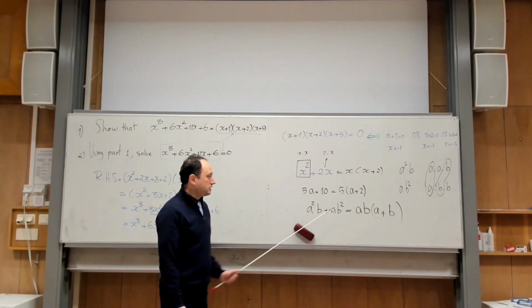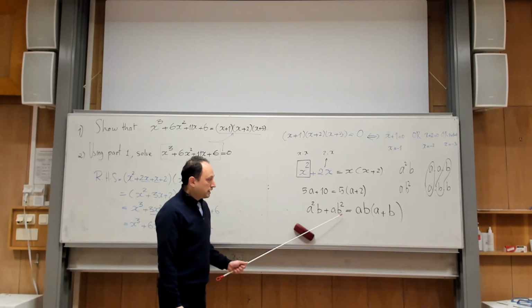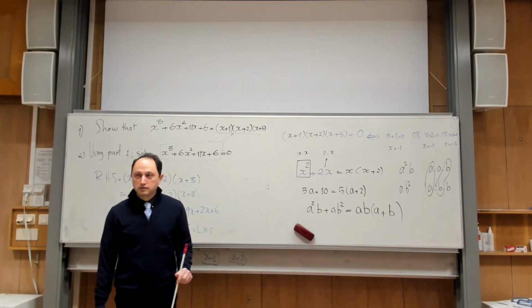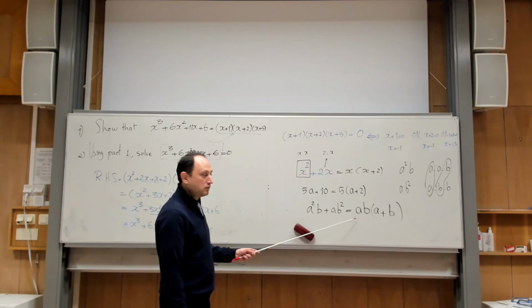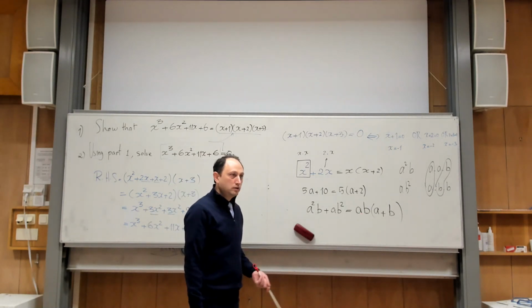AB times A is A squared B. AB times B is AB squared. And that is a product. The product of how many factors now? How many factors? 3. One of them is A, one of them is B, the other one is A plus B. Can I proceed more?